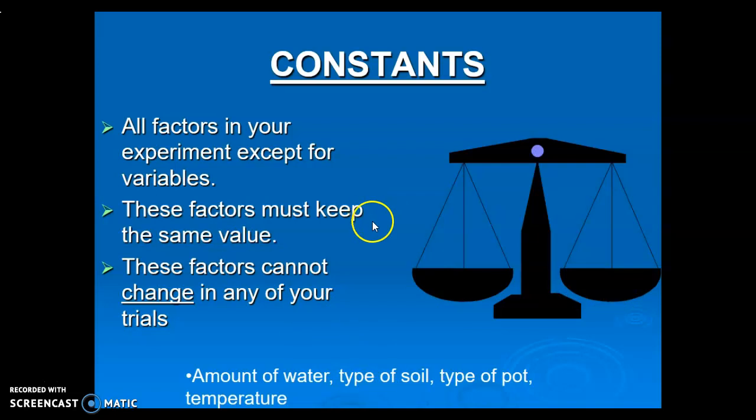So, some examples of constants in this experiment are the amount of water. Each different plant is going to get the same amount of water each day. They'll each be planted in the same type of soil, the same type and size of pot, and they'll be kept in the same temperature. So constants are the things that we do that are not changed. They have to be the same for each different variable throughout the experiment.